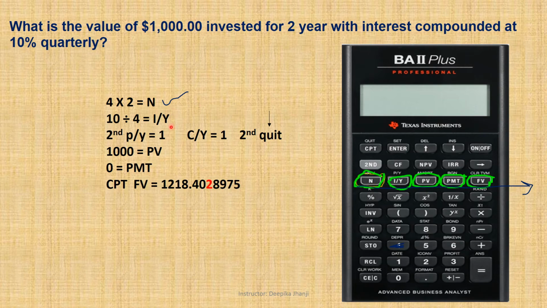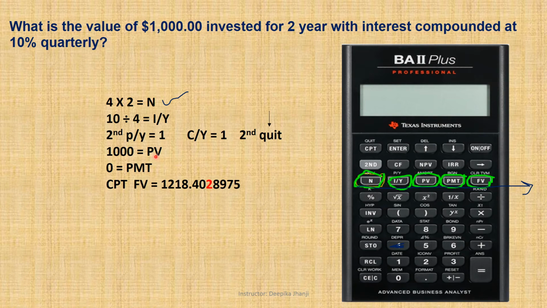Next, make sure if you are using calculator for compound interest, then using shift key, PY should be equal to 1 and CY should be equal to 1. And then you can quit using the shift key. So you'll press shift, quit, right? That will clear your screen. Then next you'll input PV. For PV, 1000 is the input. So enter 1000 and then enter PV. Okay.